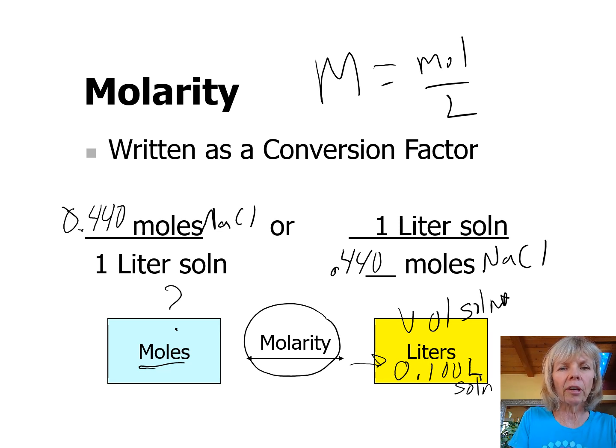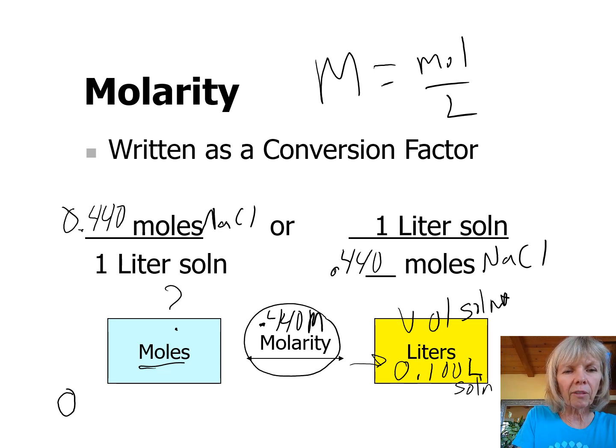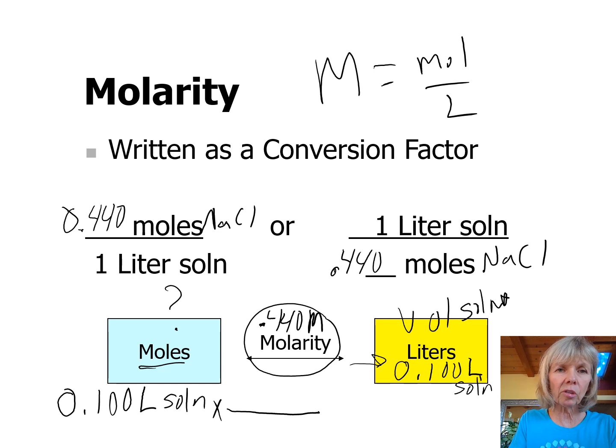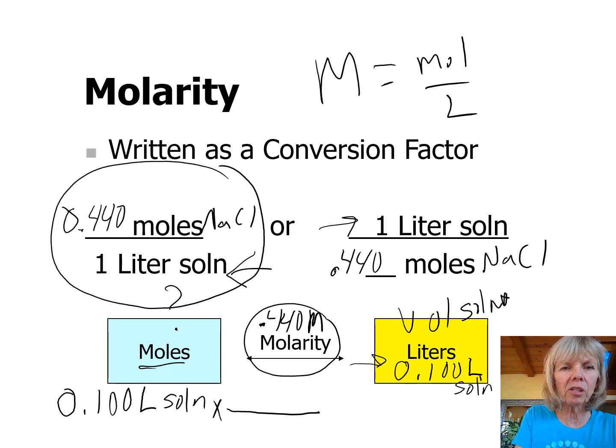And we're given the molarity of 0.440 M. So we would set up our problem as always with what we're given, 0.100 liters of solution. Now is where we're going to use our molarity as our conversion factor. We have the one on the left with 1 liter of solution at the bottom, or the one on the right that has 1 liter of solution at the top. We want to be able to cancel our units for liters, so we pick the one on the left as our conversion factor. So 1 liter of solution will go at the bottom.